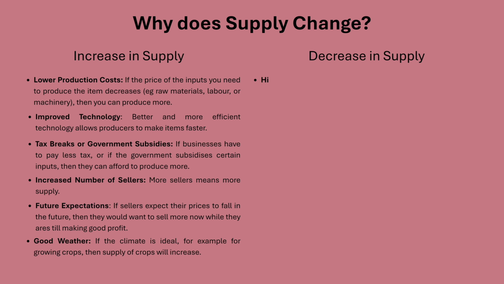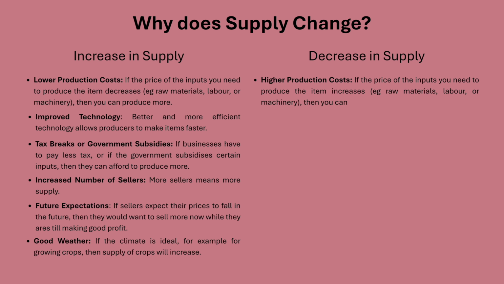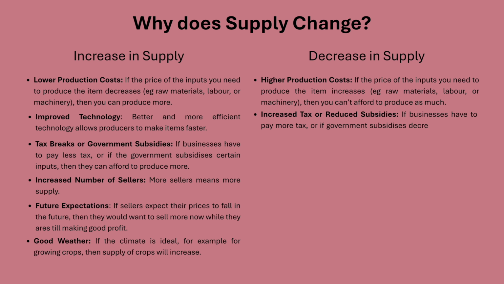Higher production costs. If the price of the inputs that you need to produce the item increases, then you can't afford to produce as much. So, like if the minimum wage increases, for example, then you have to pay your workers more, so your cost of production increases, so you can't supply as much. Increased tax. If a business has to pay more tax, then they don't have as much money to spend on making their products. Or if the government provides less subsidies to the business, then they have to pay more, so they can't produce as much.